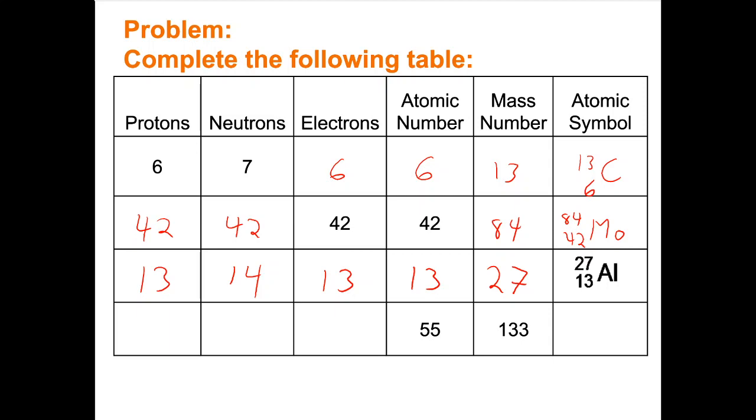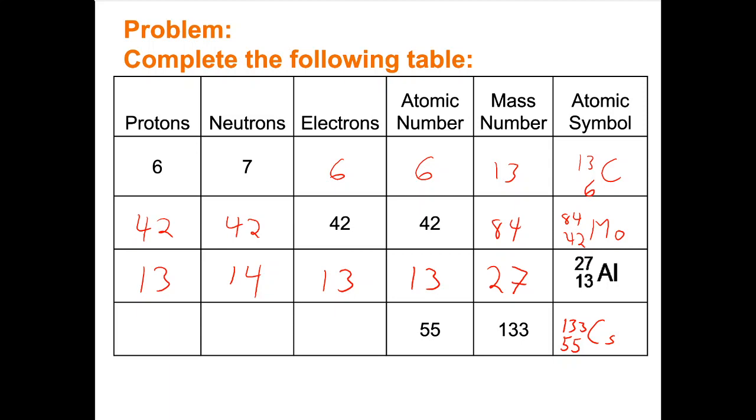Now this bottom one. We have atomic number 55 and mass number 133. So what are we going to do here? The first thing we need to do is look at our periodic table and find element 55. I see that element 55 is Cs, cesium. Now I want to fill in what I know: my atomic number is 55 and my mass number is 133. That finishes off the atomic symbol.